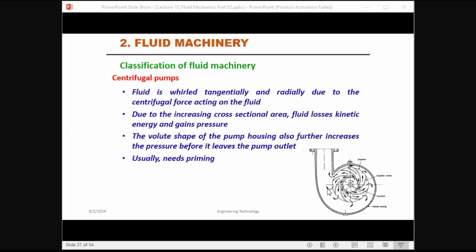Okay, then velocity decreases and pressure increases according to Bernoulli's principle.